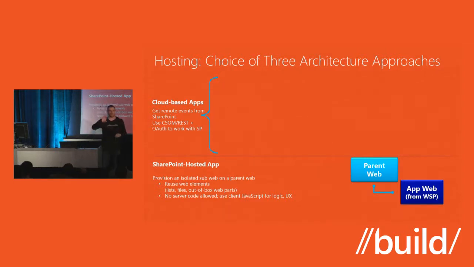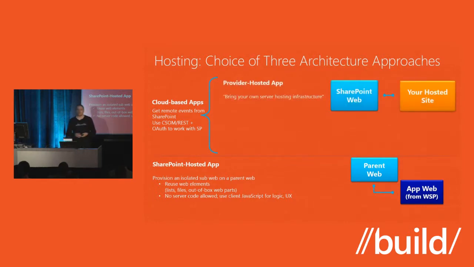The next two sets of architecture approaches fall under the cloud-hosted apps model. And this is where we're executing things off-box, off the server itself. Somewhere in the cloud, somewhere within your organization, doesn't matter. The idea is that it's running off server. I mean, technically you could put it locally on the same machine, but the idea is to run it off server. So the first one is the provider-hosted model.